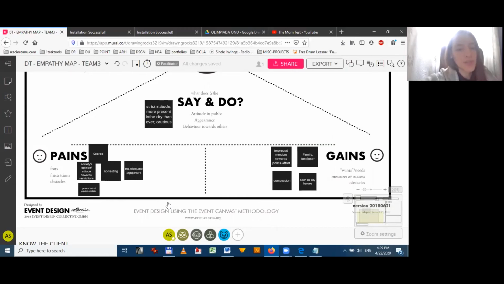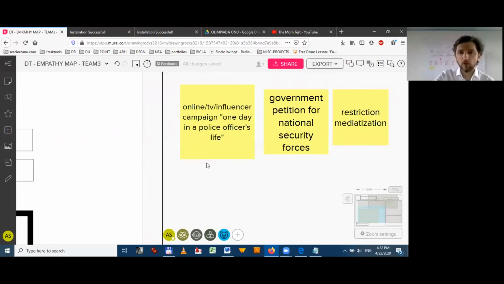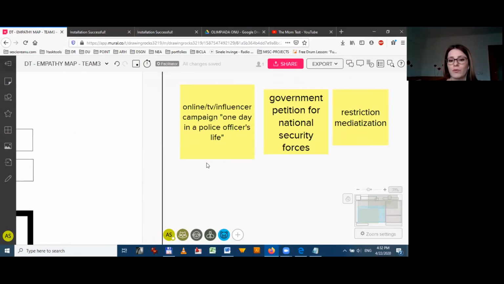They are also frustrated because they don't get tested, and one of the obstacles is a general lack of equipment and tests. And about the gains, it's compassion from people that understand their work, and a generally improved mindset towards their effort. Here we thought about an online and TV campaign, a day in the life of a police officer. It can be a solution in order to improve the attitude towards the police officers.